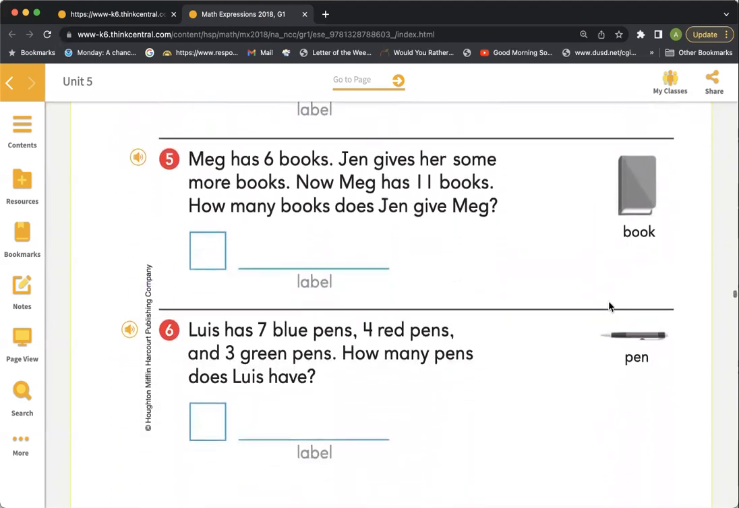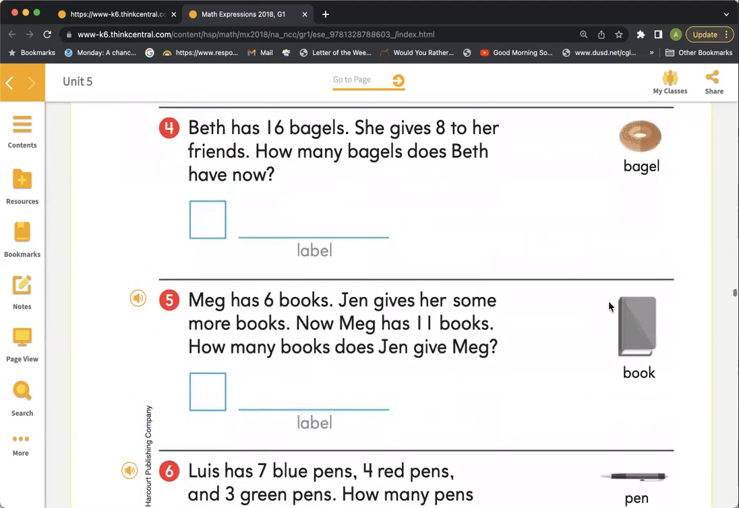Problems 4, 5, and 6 are story problems. We will work through each one by one. It says, Beth has 16 bagels. She gives 8 to her friends. How many bagels does Beth have now?